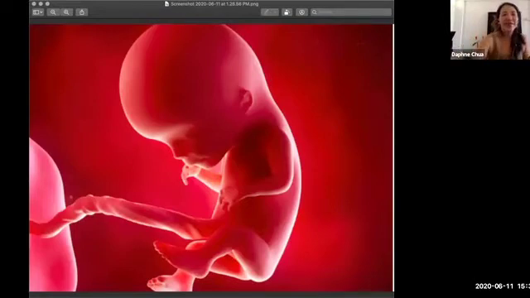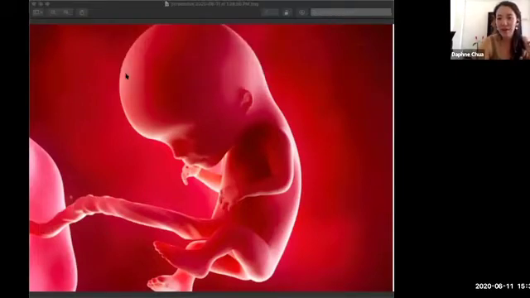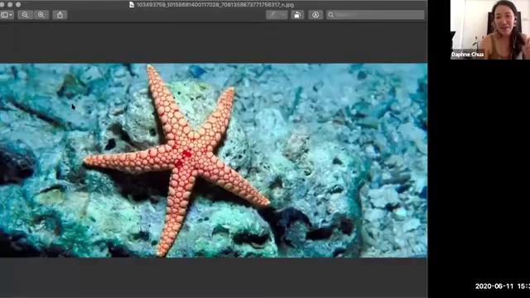And so, okay, tell me if you see the starfish now. Can you see the starfish? Give me a thumbs up if you do. No, damn it. Okay, I'm going to redo this again. Okay, starfish? Yes. Great.